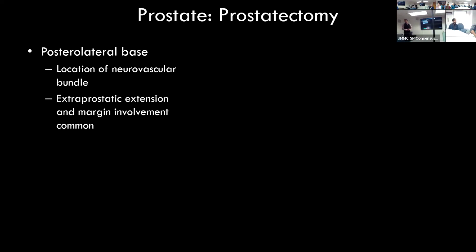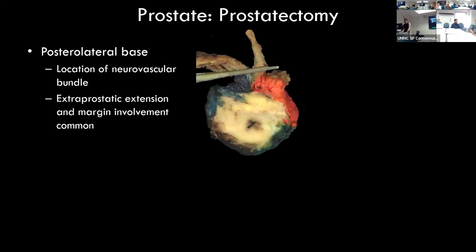So why do you need to be interested in the neurovascular bundle? It is because that is the most common region of extraprostatic extension of the prostate cancer and also margin involvement. So that needs to be sampled appropriately. Okay, so how do you identify that?